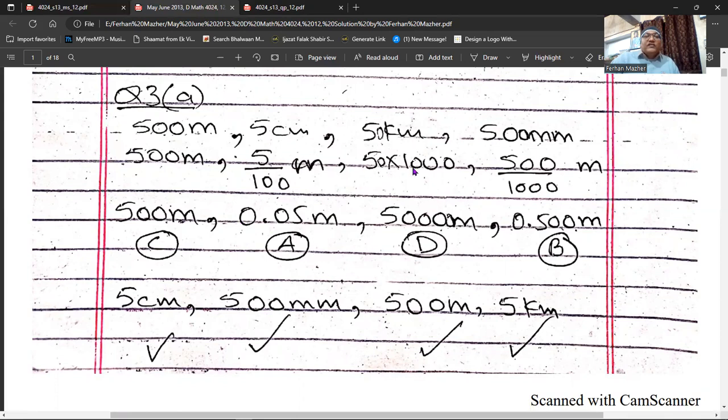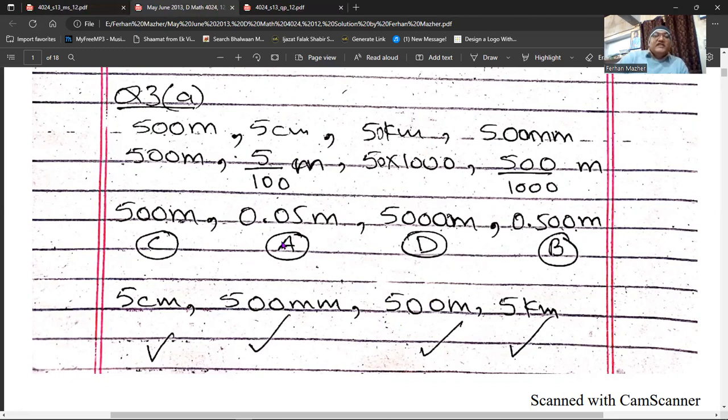50 kilometers, so 50 multiplied by 1000. In 1 kilometer, there are 1000 meters. So it will be 5 and 4 zeros, so it will be 50,000 meters. And then we have 500 millimeters. In 1 meter there are 1000 millimeters, so 500 divided by 1000. So it will be 0.5 meter.